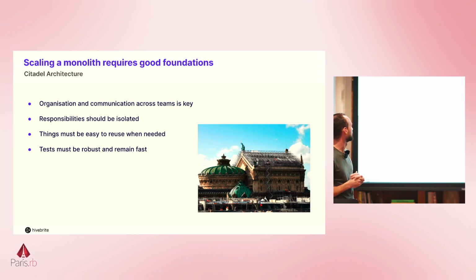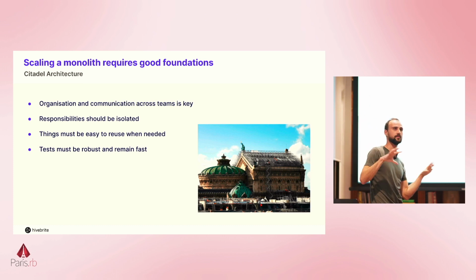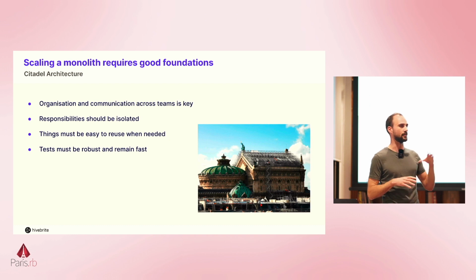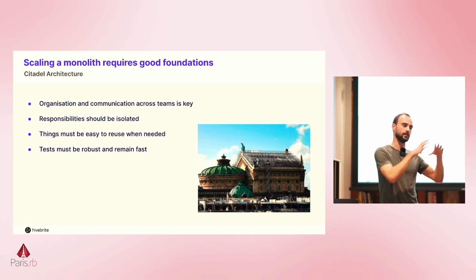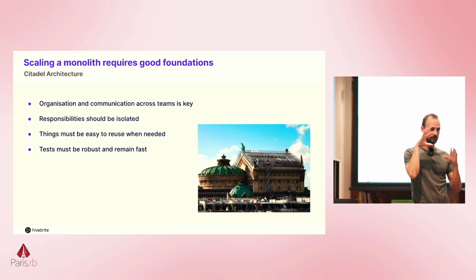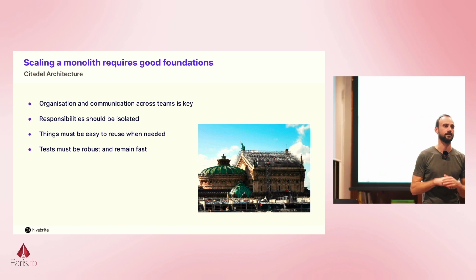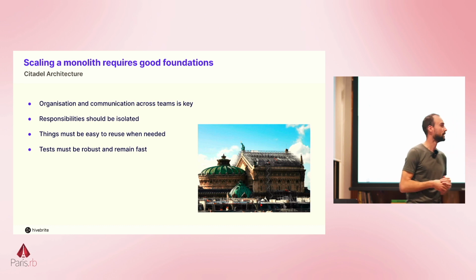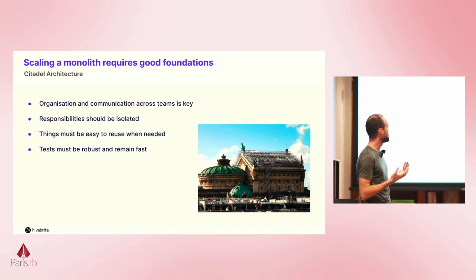Organization and communication across teams is key. When you have multiple people, multiple teams, squads, tribes, so many functionality areas to cover from the front end to the back office to the APIs, you need to coordinate across teams. Responsibility should be isolated. We don't want to have everything everywhere. It's hard to test. It can be buggy. It can be hard to maintain. And when you have, again, a lot of people, it's difficult.